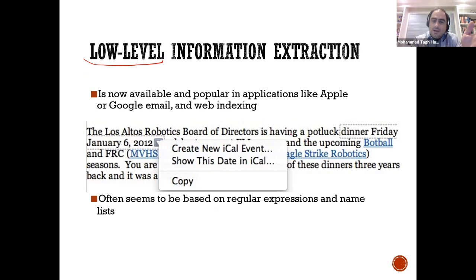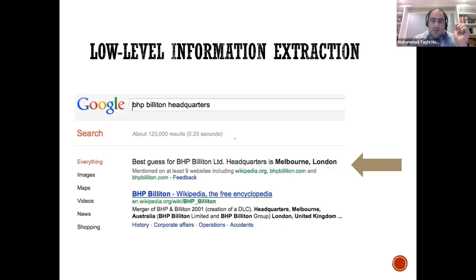This board of directors is having a potluck dinner Friday, January 6th. Here, it essentially highlights this one. And if you bring the mouse over that, it asks, should I create a calendar event for that? And some of this might be easier based on regular expressions and the name list that we discussed. These are easier than understanding the whole thing and answering the whole thing.